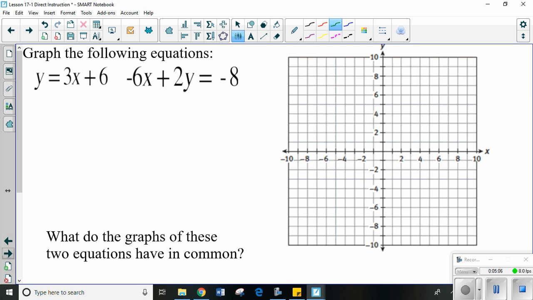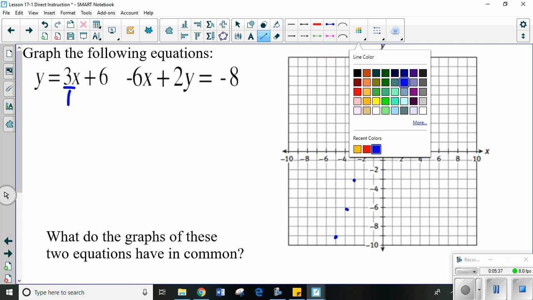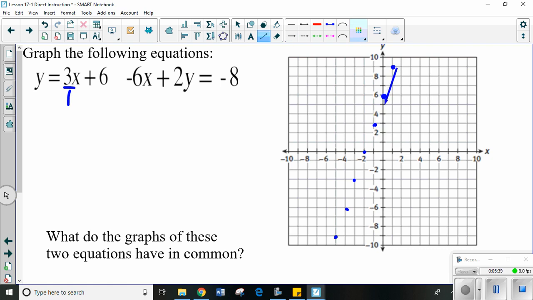Okay, for this next one, the first one's in slope-intercept form. I'm up at 6. And I'm going up 3 over 1. It's a positive slope. I can't go up 3 over 1 anymore, so I want to go down 3 boxes over 1 the other direction. I want to put as many points on here as I can before I draw my straight line. Oops, that was a little off.